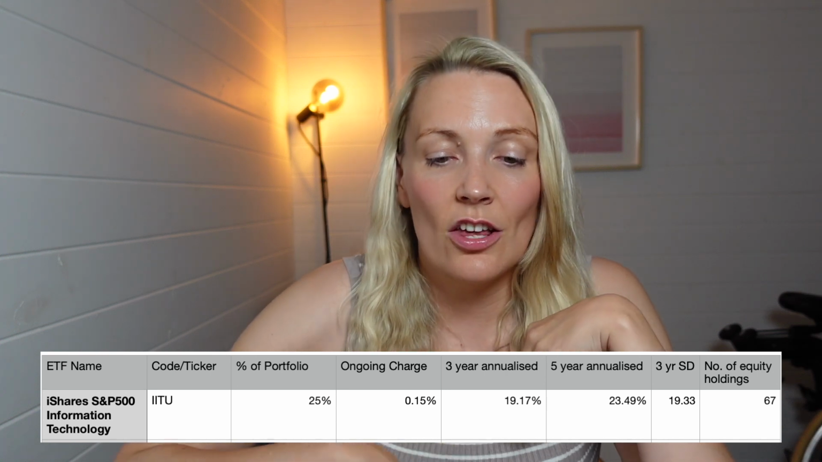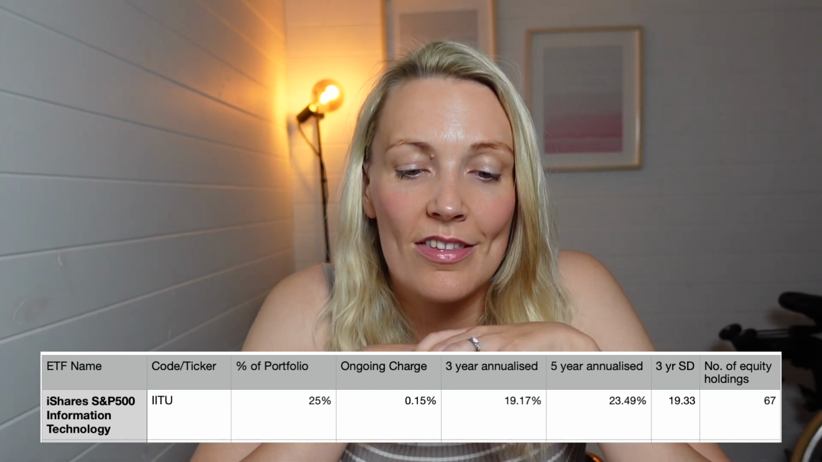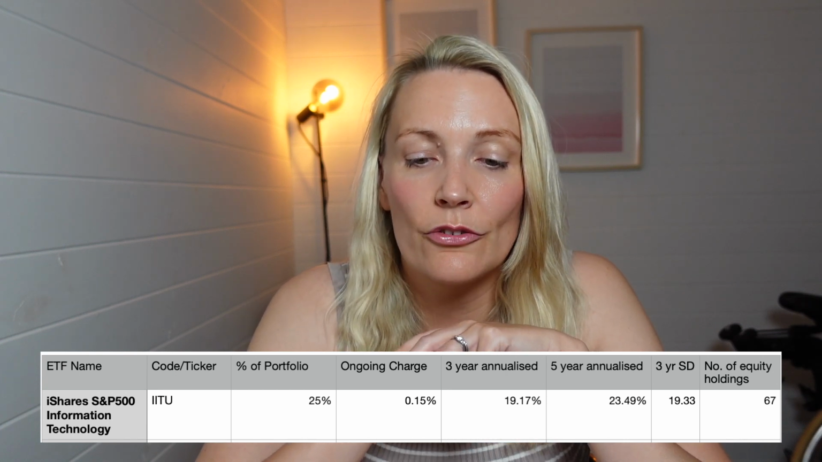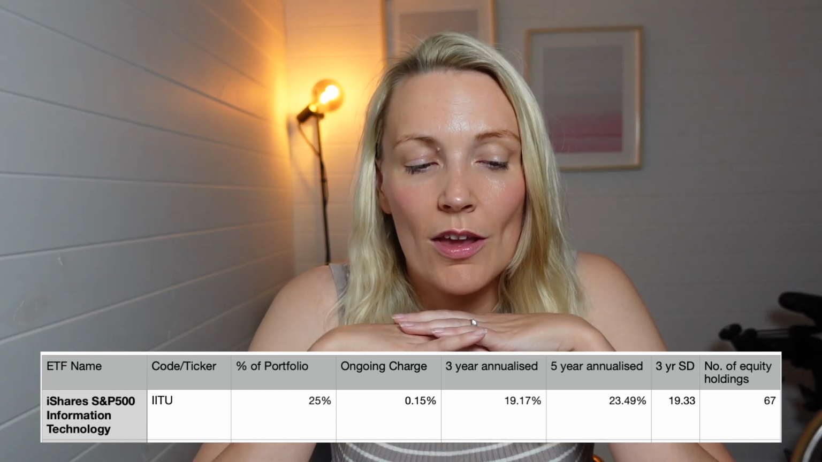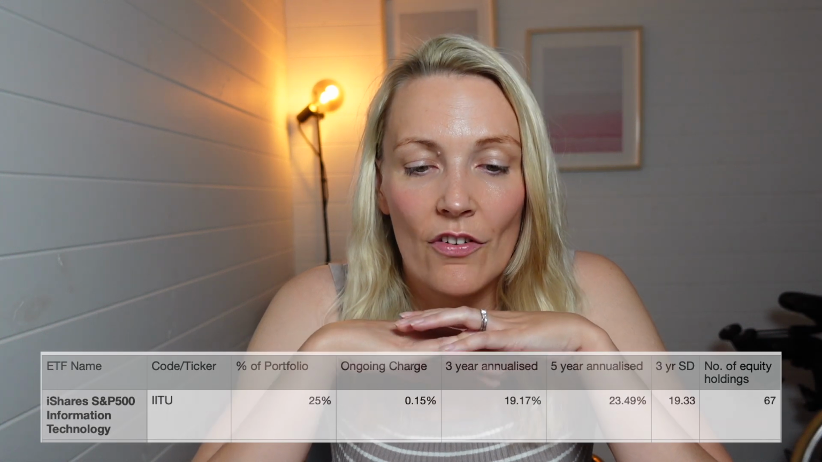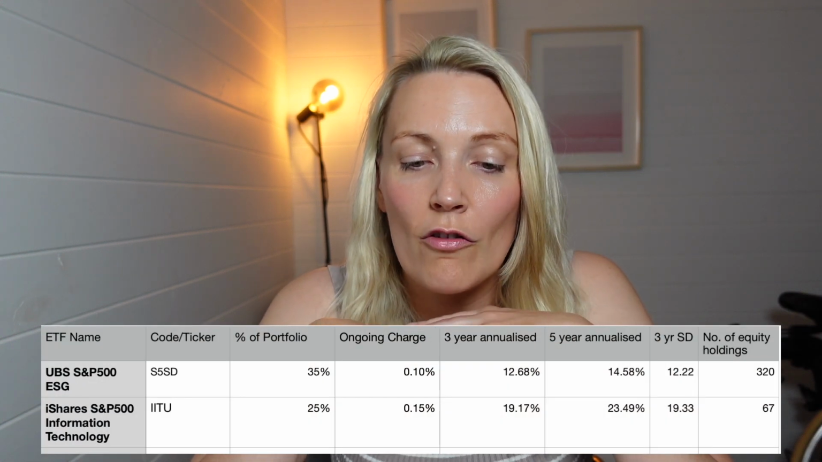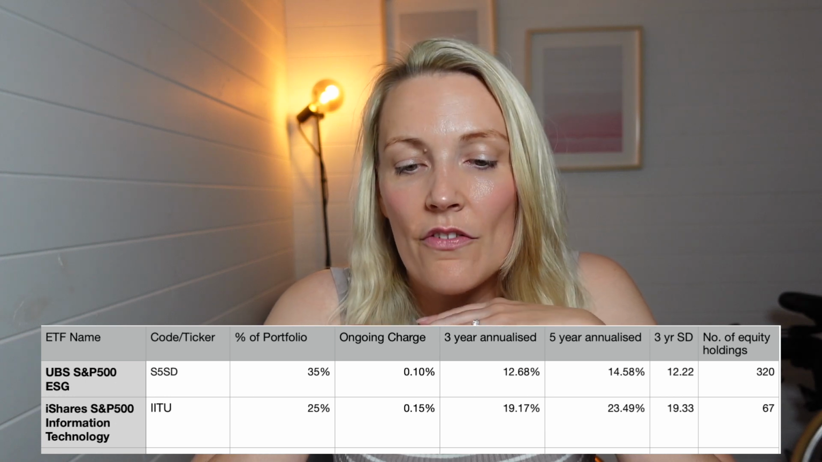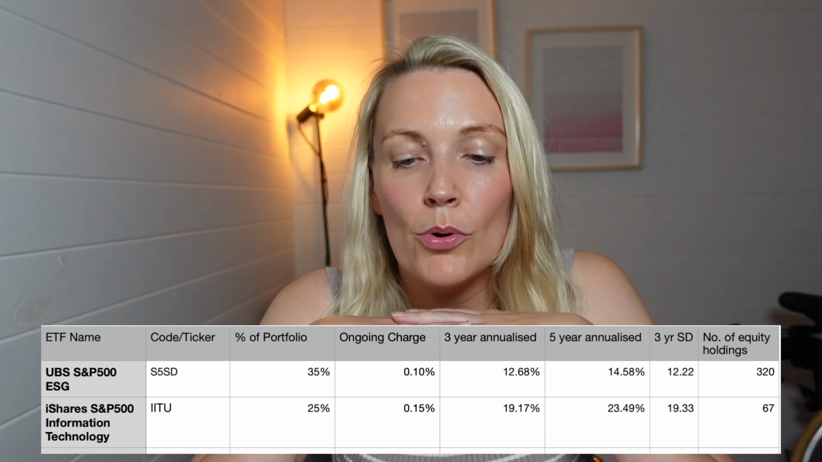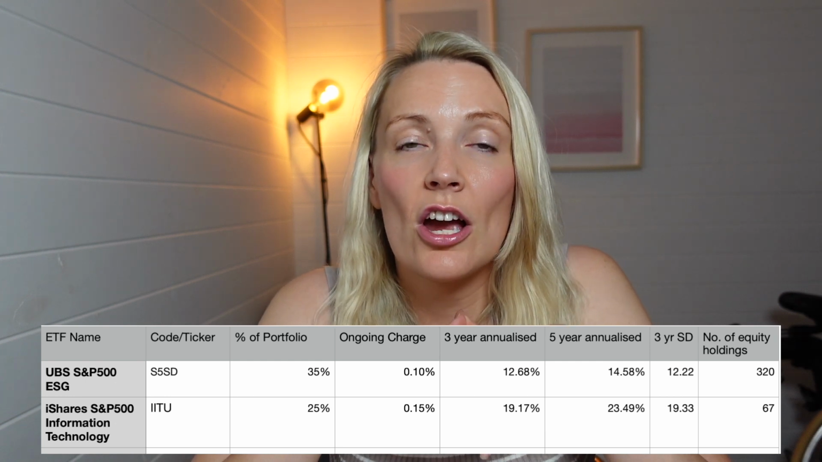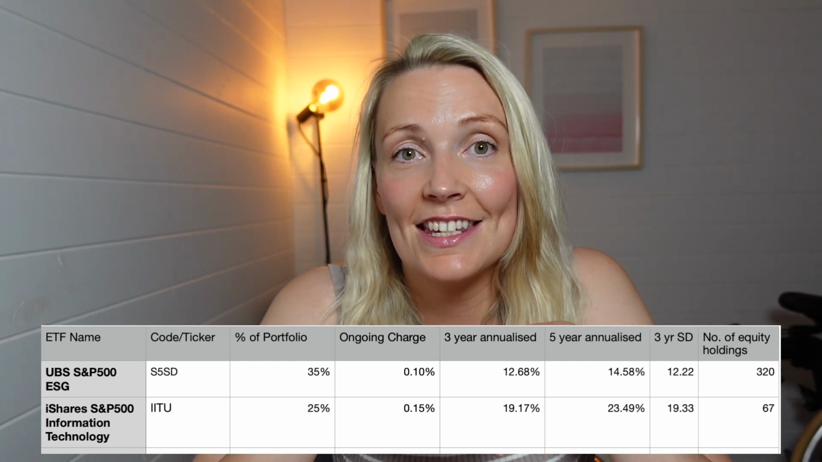Its 3-year annualized returns are 19.17% and 5-year annualized returns are 23.49%. And then just going back to the UBS S&P 500 ESG ETF, the 3-year annualized returns for that are 12.68% and the 5-year annualized returns for that are 14.58%.